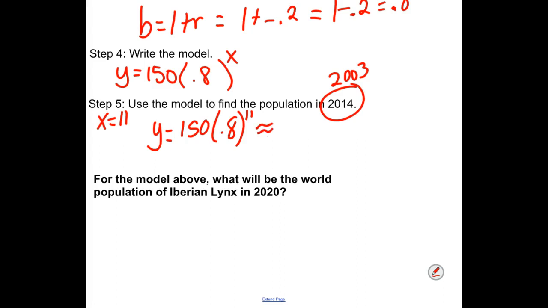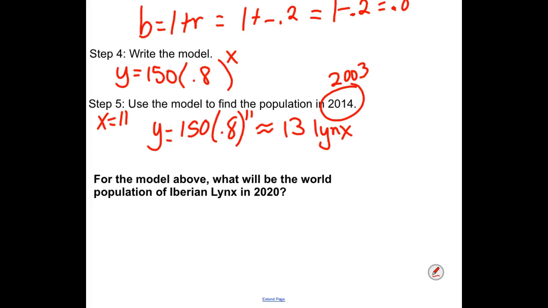Now, if you get a decimal, are you going to give me a big, long decimal answer here? Why not? You can't have half a lynx. All right, so rounding it, we'd get what? About 13?